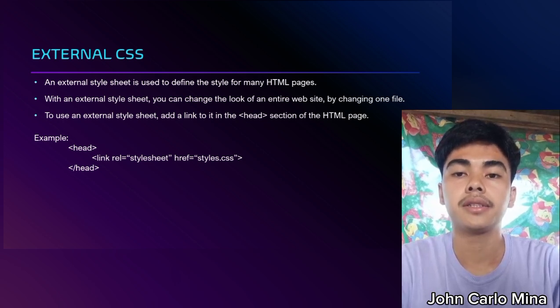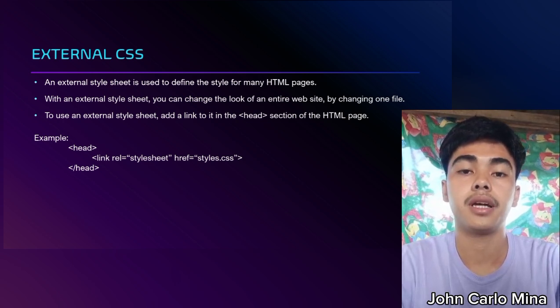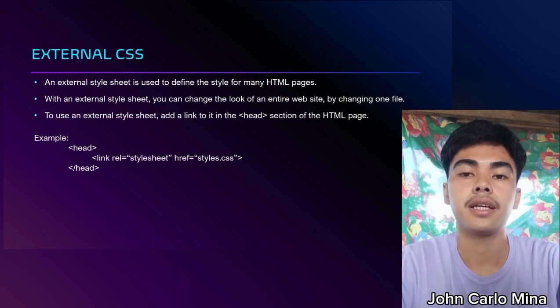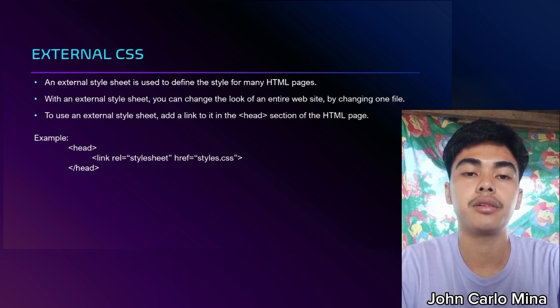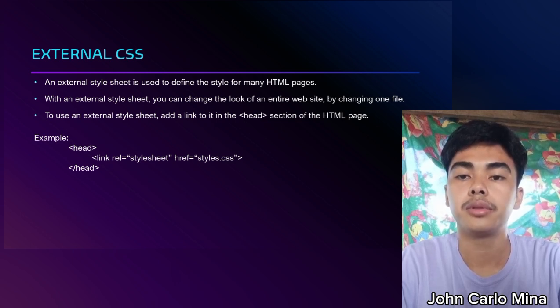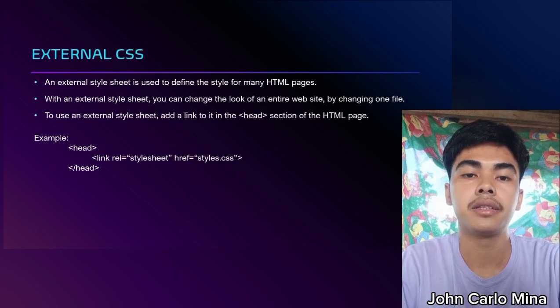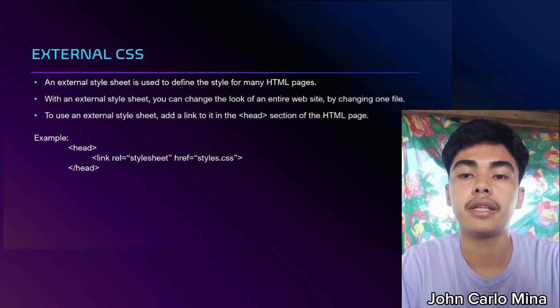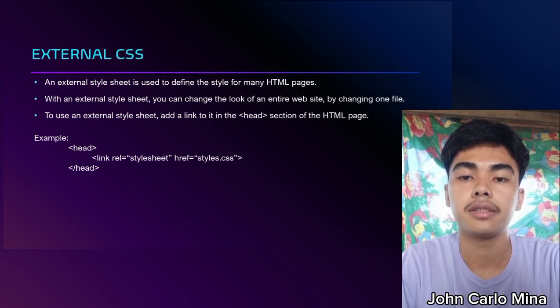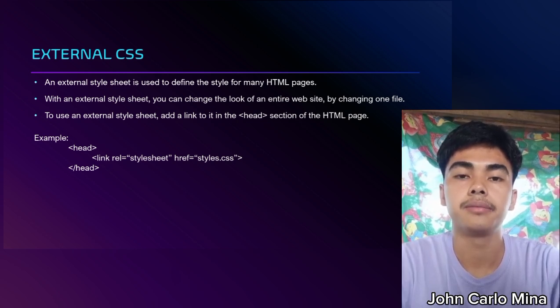External CSS. An external style sheet is used to define the style for many HTML pages. With an external style sheet, you can change the look of an entire website by changing one file. To use an external style sheet, add a link to it in the head section of an HTML page. Example: head, link rel stylesheet, href style.css, head.